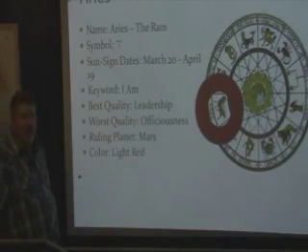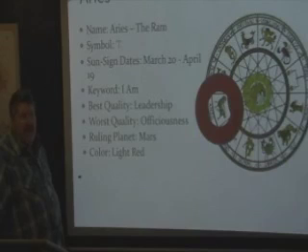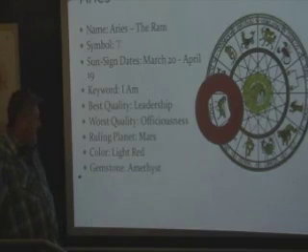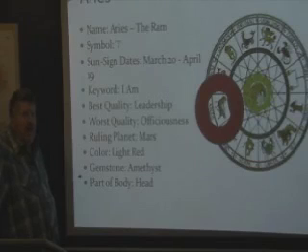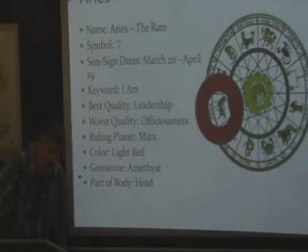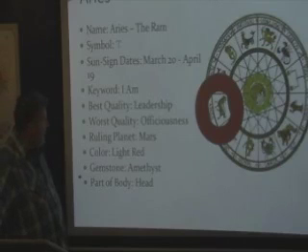Zane gives the color as light red, being the day sign for the planet Mars. Scorpio is the night sign, so it's a darker red. The gemstone is the amethyst. And we look at this as the body from the head down to the toes. So Aries, being the first sign, starts with the head.